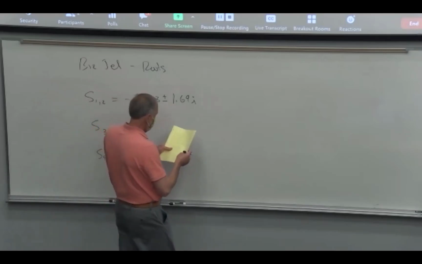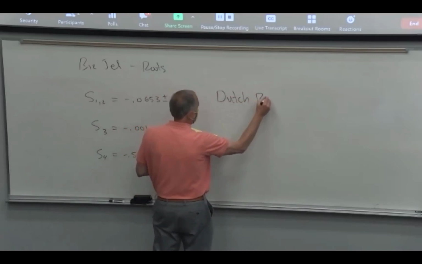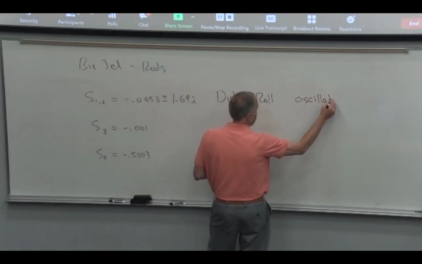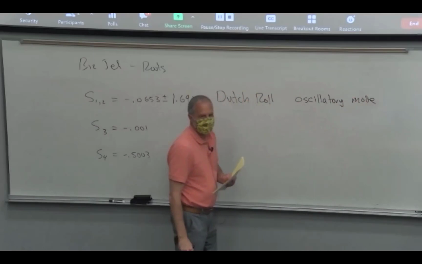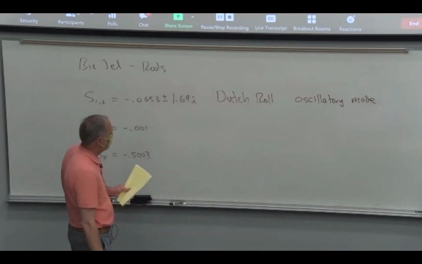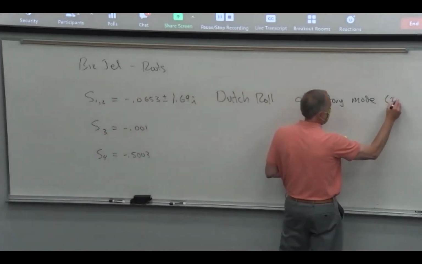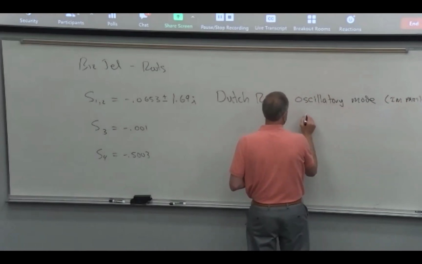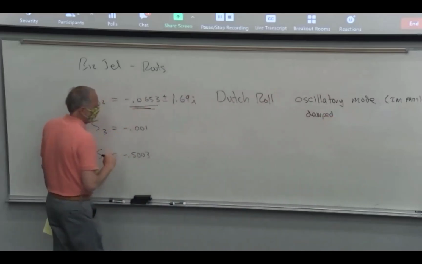And so the names for these are Dutch roll, and it's the only oscillatory mode. So that's how you identify it. It's the only one that has the imaginary part. And it's usually fairly well damped, so it's damped, but not highly damped, because if you look at the middle part, it's still pretty small.